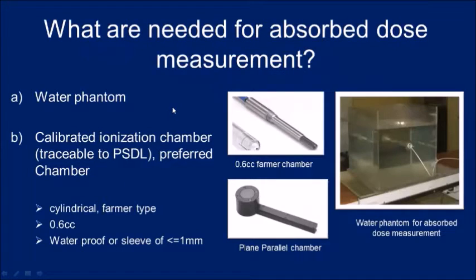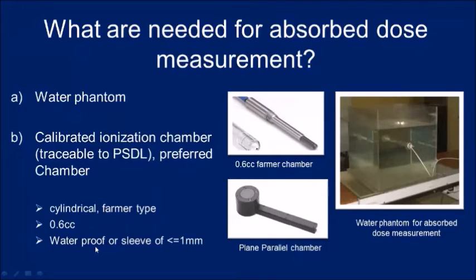What are the things needed when you start measurement? One is the water phantom. And the second one is the calibrated ionization chamber with the calibration factor traceable to PSDL. You can also use a parallel plate chamber in the case of cobalt, but for high energy photon beams, it's only a cylindrical chamber. One would prefer a Farmer type with 0.6 cc volume and should be waterproof.